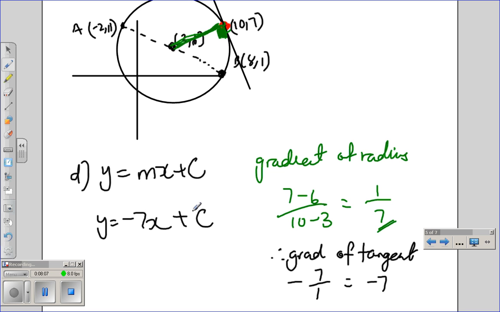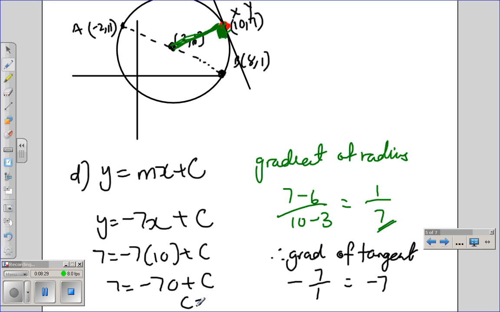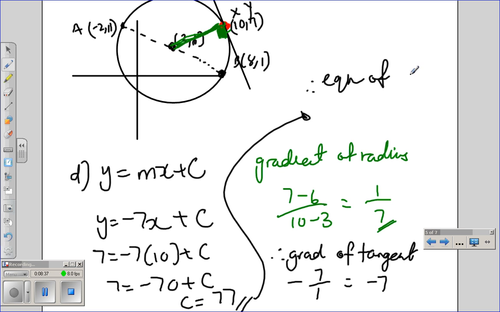And now for the last little bit, we can find c because we know a point that lies on this tangent. Remember, this here is now the equation of this tangent, and the only point we know that lies on it is 10, 7. So 7 equals -7 times 10 plus c. 7 equals -70 plus c, so c equals 77. Final bit: therefore, the equation of the tangent is y equals -7x plus 77.